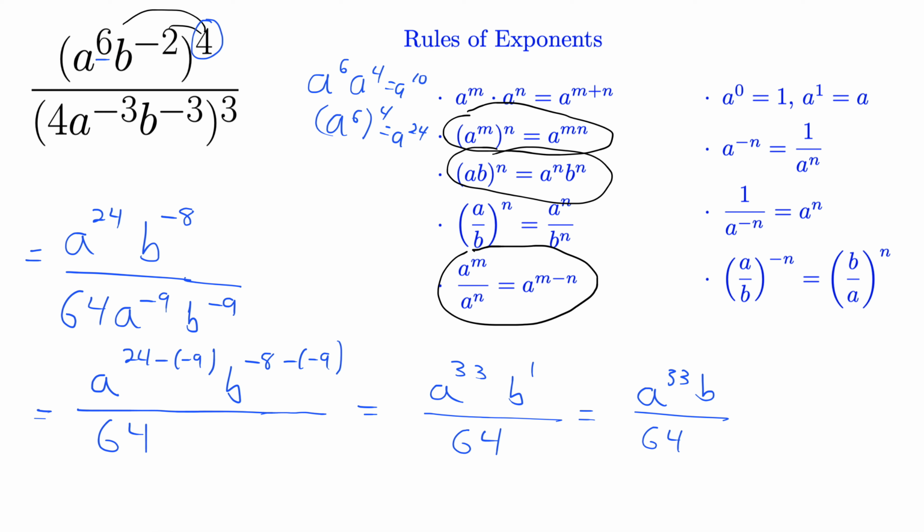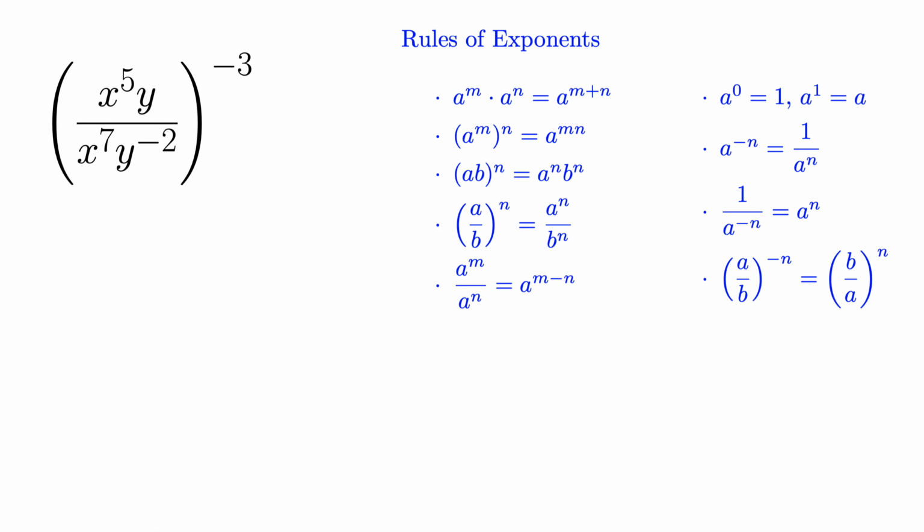Let's try another one. Okay, so for this one, we have the entire quantity going to the negative 3 power, and inside those parentheses, we have x to the 5th y over x to the 7th y to the negative 2. Maybe pause the video and try this one on your own. Here's a hint. Simplify the inside of the parentheses first. Always do that. When you have an exponent outside and a bunch of stuff going on inside, do the inside of the parentheses first. All right, pause it, try it on your own.